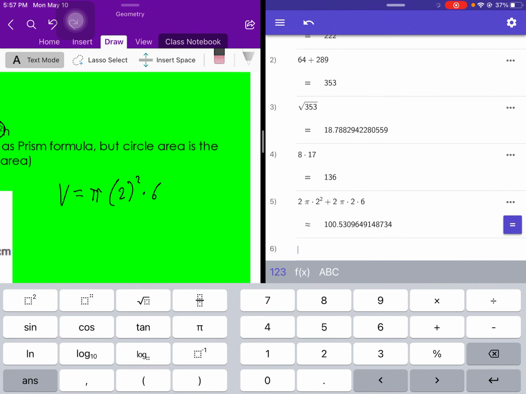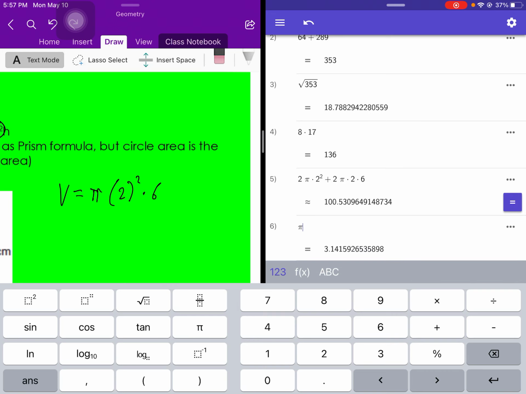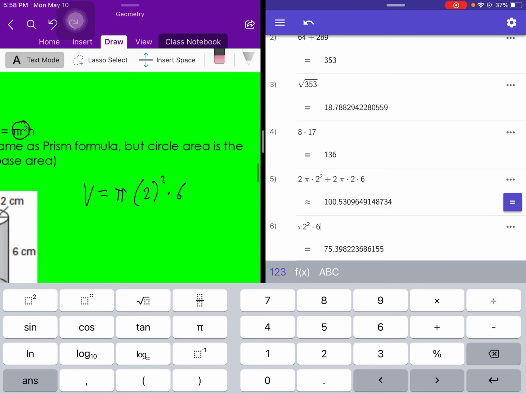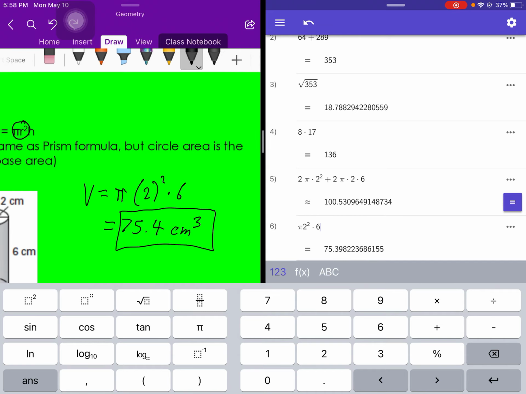Just get a new line here. Pi times 2 squared times 6, and we get 75.4, and this would be centimeters cubed because we're talking about volume.